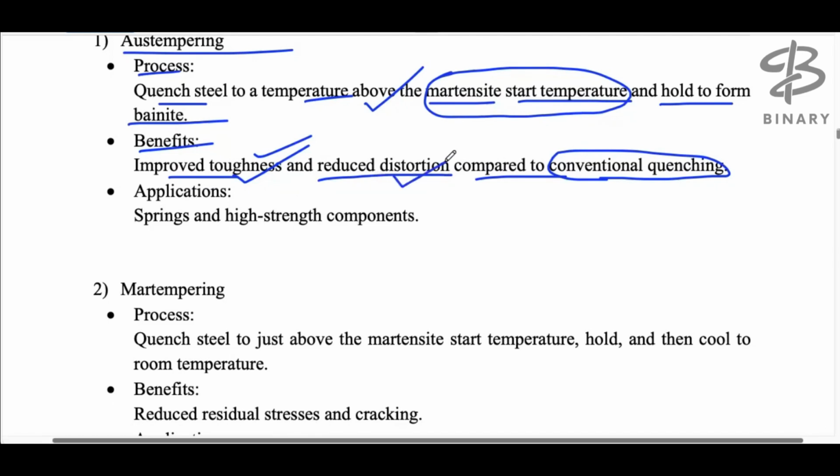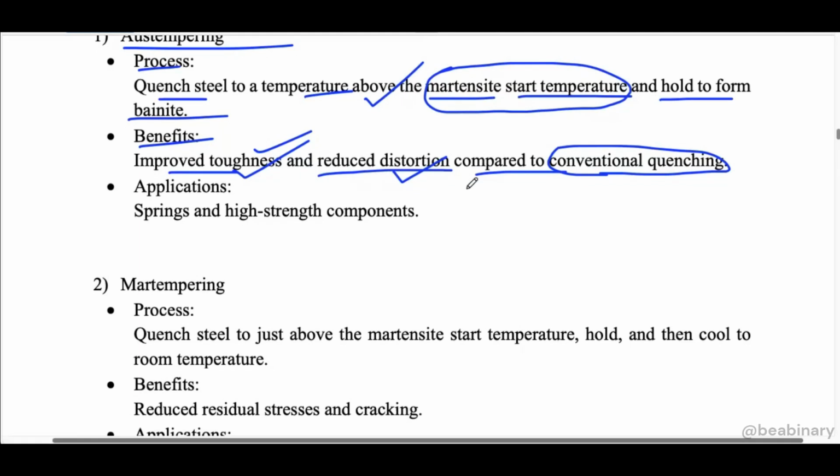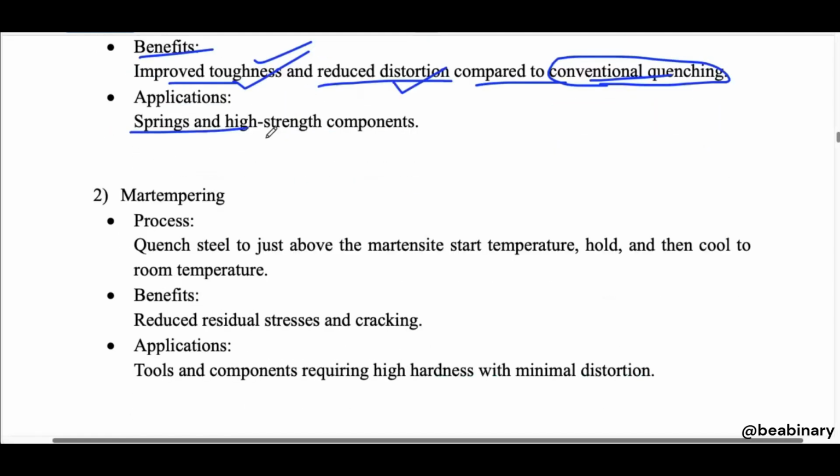Distortion is what? I mean, the damages. Sometimes that is reduced in this particular process as compared to the conventional quenching process. Applications: springs and high strength components. So it is used in springs and high strength components.